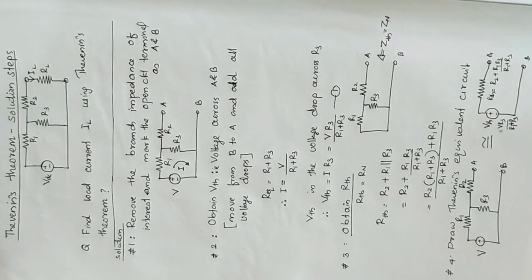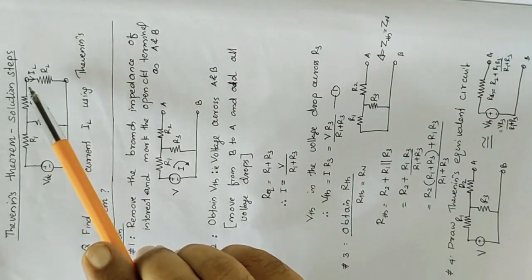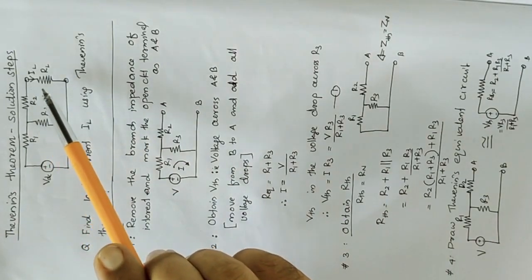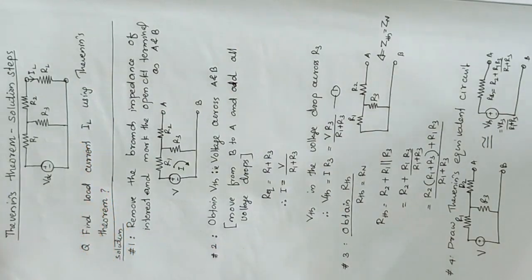In this section, let's discuss the solution steps adopted in Thevenin's theorem in order to solve a given network. For that, let's consider a general circuit like this. In this circuit, we need to find the current flowing through the load resistance RL.